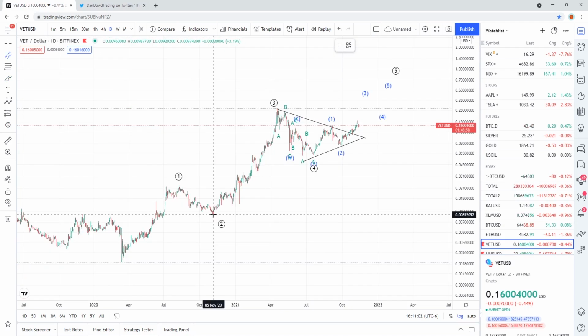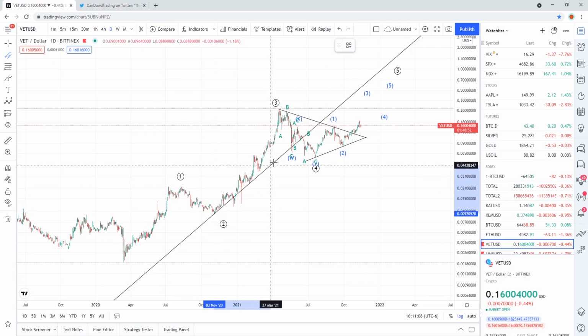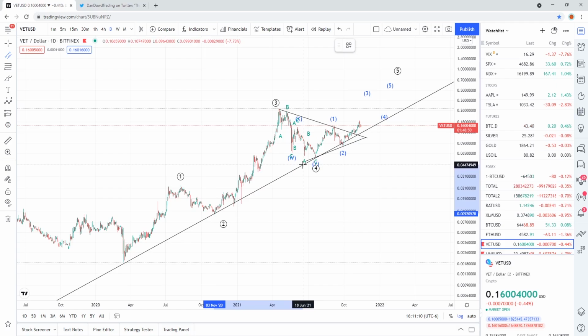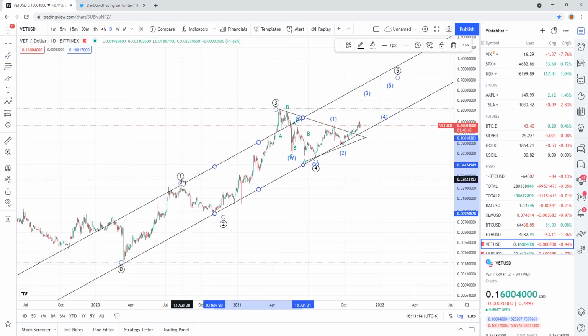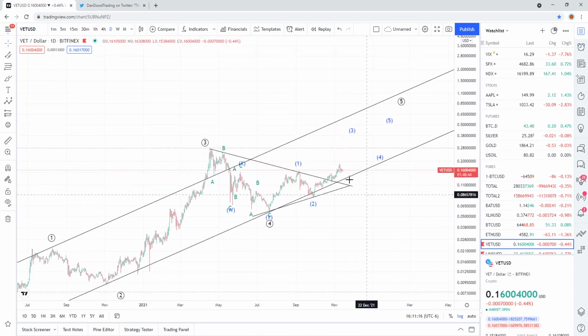So now I'm going to go over my targets for VeChain. One of the measurements for a wave 5 is you draw a trend line from the bottom of primary wave 2 to the bottom of primary wave 4 and then parallel up to the top of primary wave 1 right over here, and the target for that fifth wave is going to be that upper trend line.